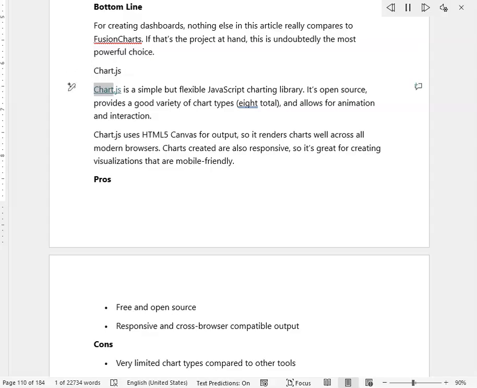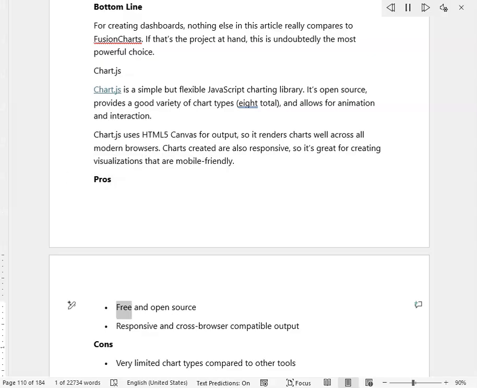Chart.js. Chart.js is a simple but flexible JavaScript charting library. It's open source, provides a good variety of chart types, 8 total, and allows for animation and interaction. Chart.js uses HTML5 canvas for output, so it renders charts well across all modern browsers. Charts created are also responsive, so it's great for creating visualizations that are mobile-friendly.